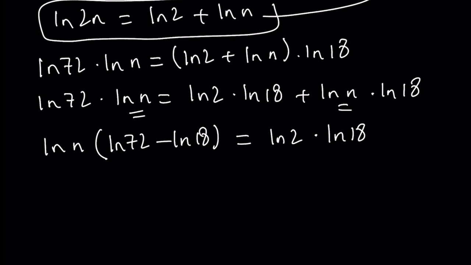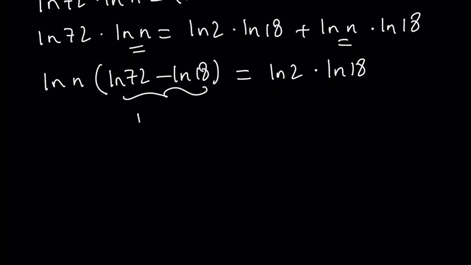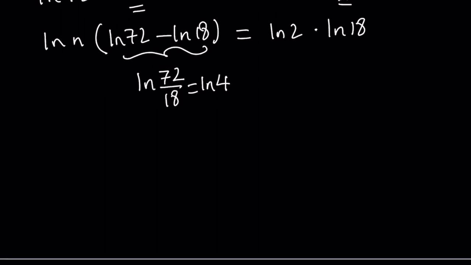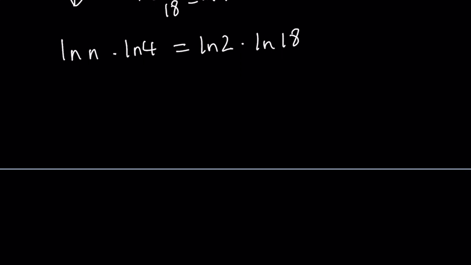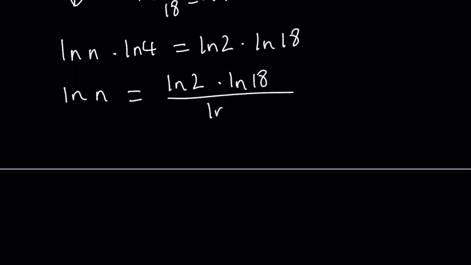Since we're looking for ln n, we're going to divide both sides by this difference. But first, we can simplify this. This can be written as ln 72 over 18. We're condensing using the quotient property. And that's actually the same thing as ln 4, because 72 divided by 18 equals 4. So our expression simplifies as ln n times ln 4 equals ln 2 times ln 18. At this point, we can isolate ln n. Let's divide both sides by ln 4. So ln n becomes ln 2 times ln 18 divided by ln 4.